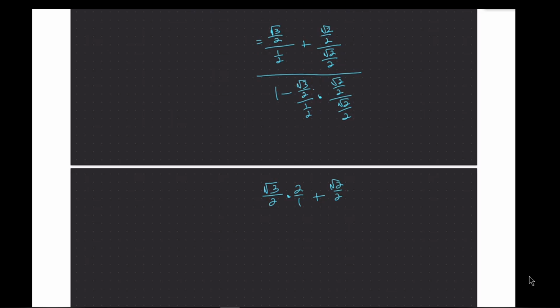Square root of 2 over 2 times 2 over the square root of 2. All divided by, I'm going to leave my 1 for right now. Square root of 3 over 2 times 2 over 1 times square root of 2 over 2 times 2 over the square root of 2.